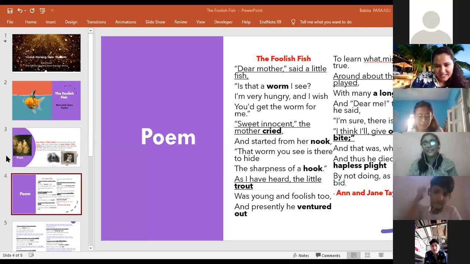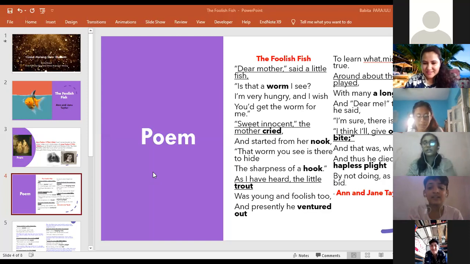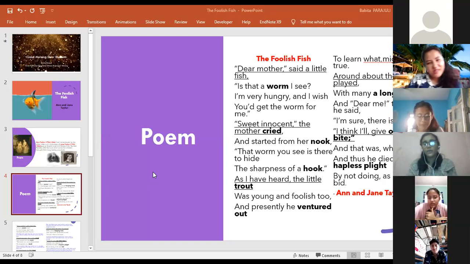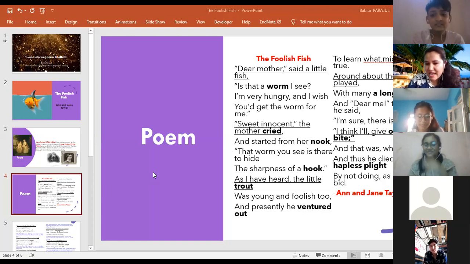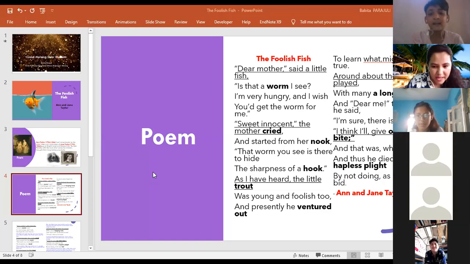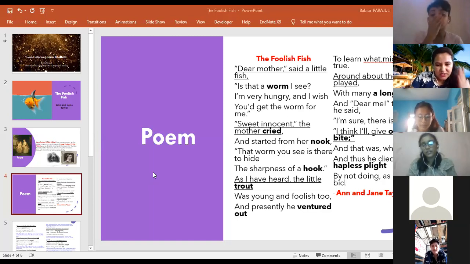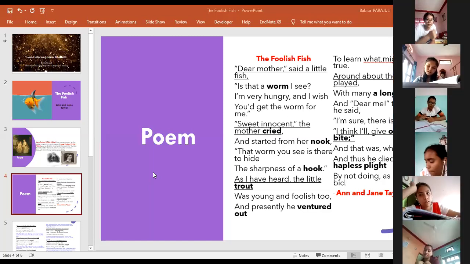I think I will give one little bite. And that was what he did. And the sea died in helpless plight, by not doing as he was bid.